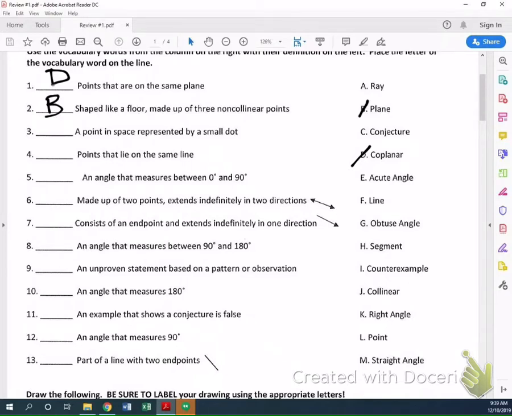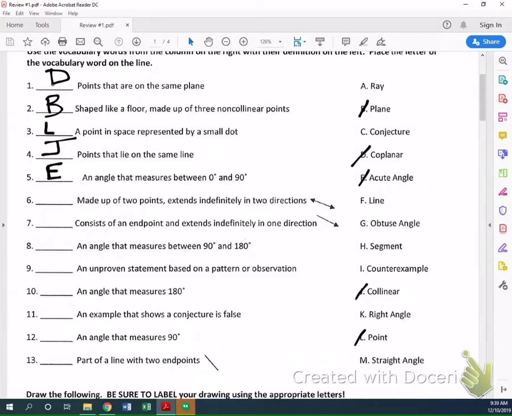All right, number 3, a point in space represented by a small dot. L. L, point. Number 4, points that lie on the same line. J. J, collinear. Number 5, an angle that measures between 0 and 90. E is acute. Good.